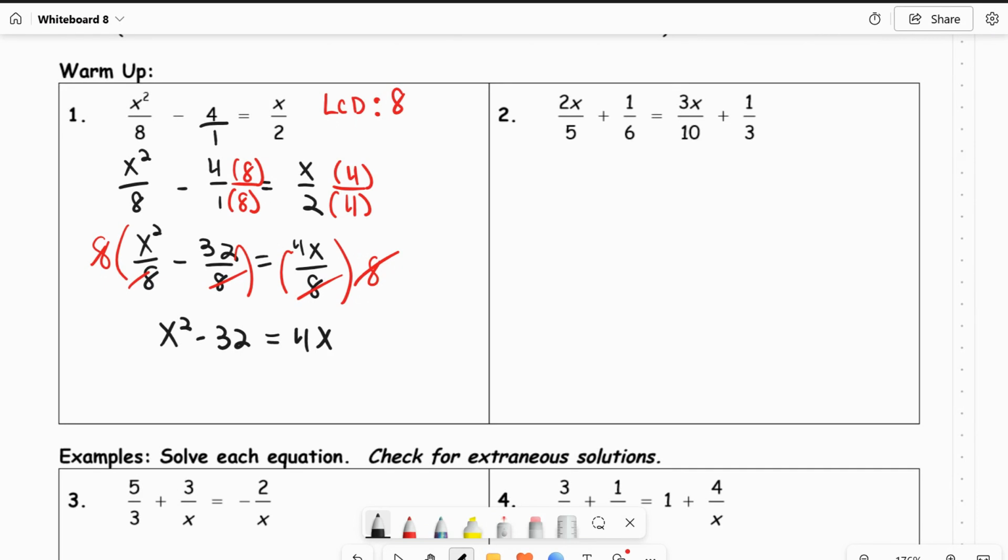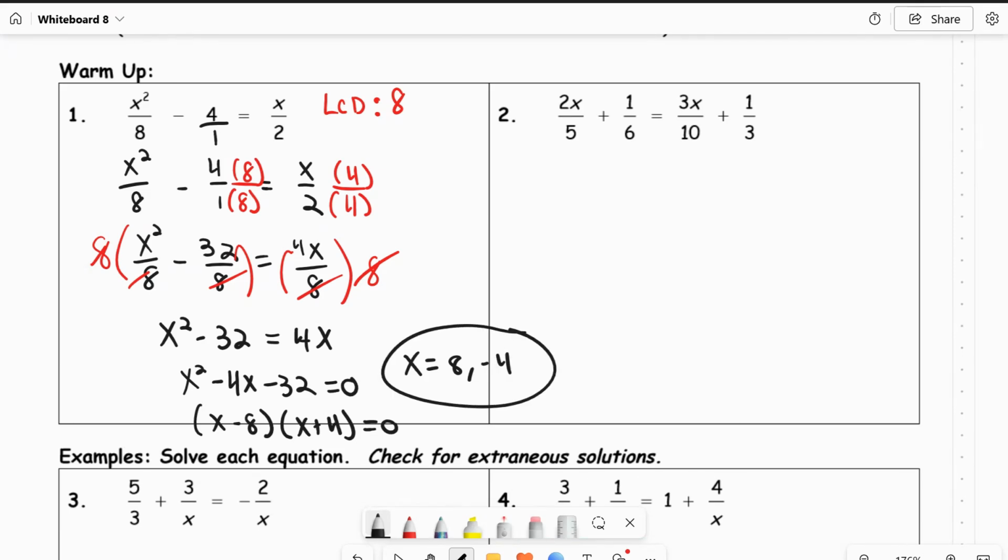From here, I do have a quadratic, so I'm going to set it equal to 0 by subtracting 4x from both sides. That gives me x squared minus 4x minus 32 equals 0. Two numbers that multiply to negative 32 and add to negative 4 would give x minus 8 and x plus 4. Setting both of these equal to 0 gets me the solutions of 8 and negative 4.